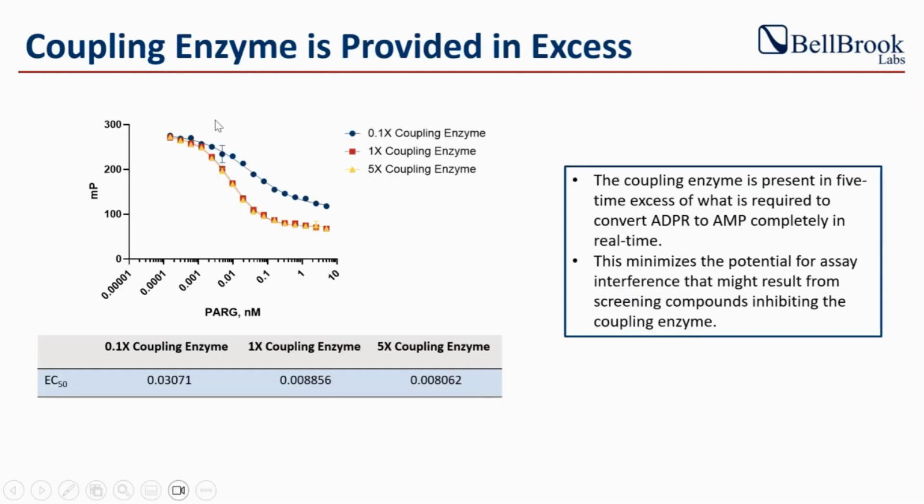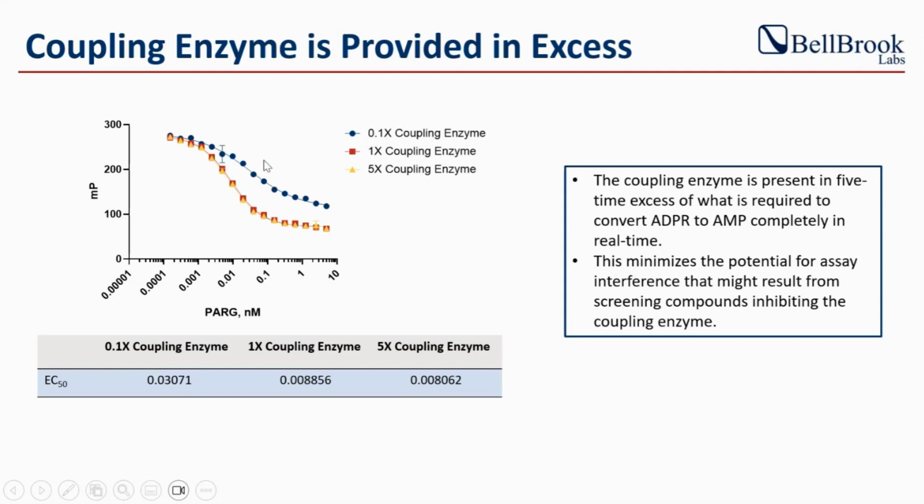And here is how we determine the amount of coupling enzyme. It works in real time. It's important that it's not the rate-limiting step during the enzyme reaction. That means we have to get the coupling enzyme in large excess so that we can readily convert all the ADP to AMP in real time.